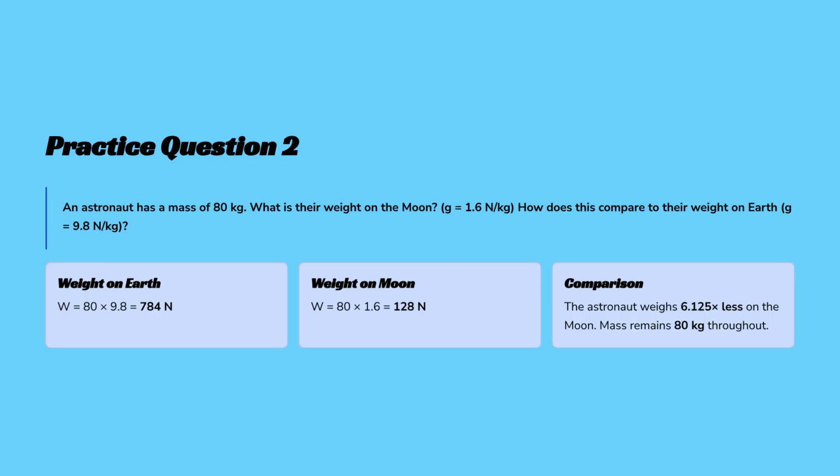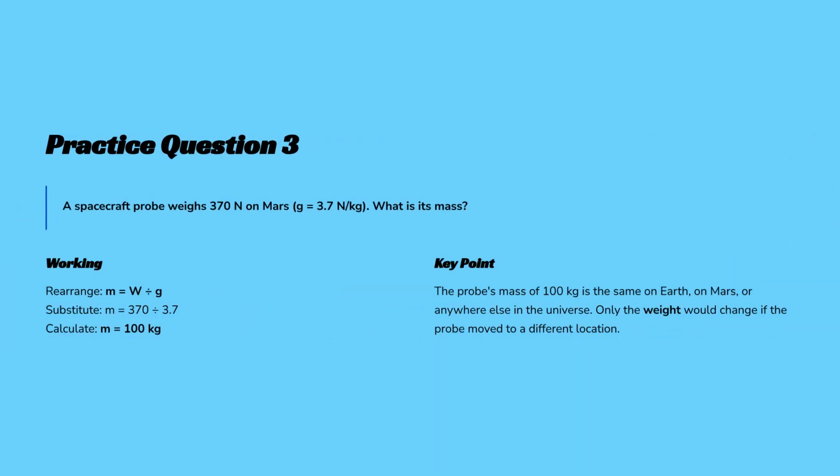For our second example, an 80-kilogram astronaut has different weights based on location. On Earth, they weigh 784 newtons, but on the Moon, they weigh only 128 newtons. Their mass remains constant. In this scenario, a probe weighs 370 newtons on Mars with a gravity of 3.7. By rearranging the formula to mass equals weight divided by gravity, we find the mass is 100 kilograms.